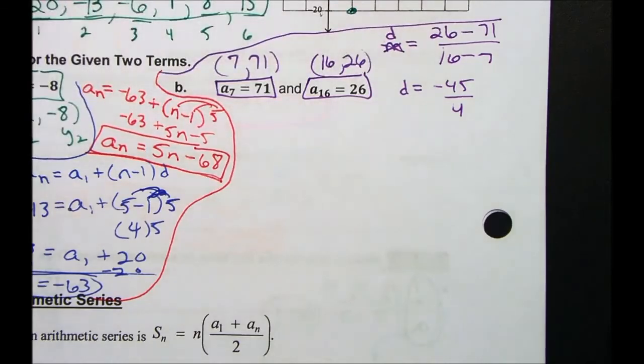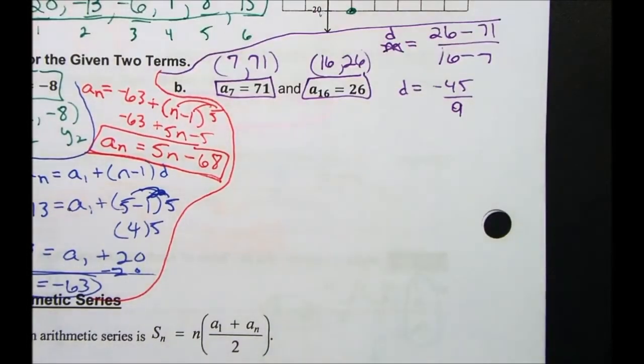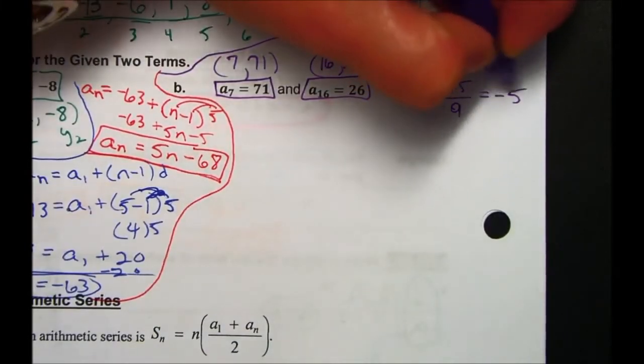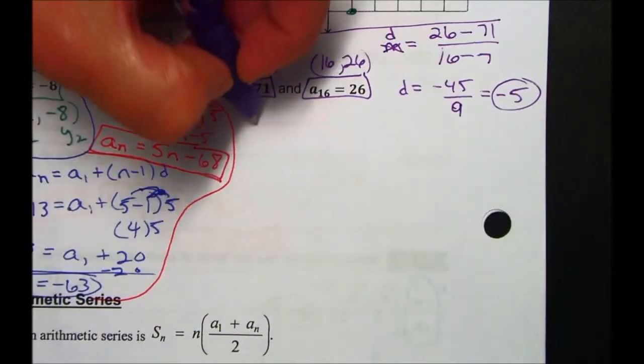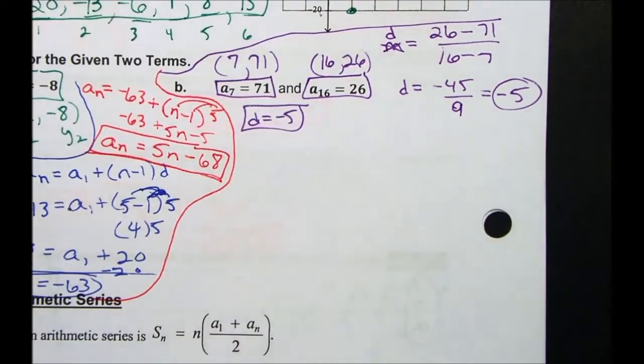No, 9. Okay. Negative 45 over 9, divided by 9, equals negative 5. So our common difference, d, equals negative 5. That's going to be put into our equation, but not until we know the first term. So we have to find the first term.